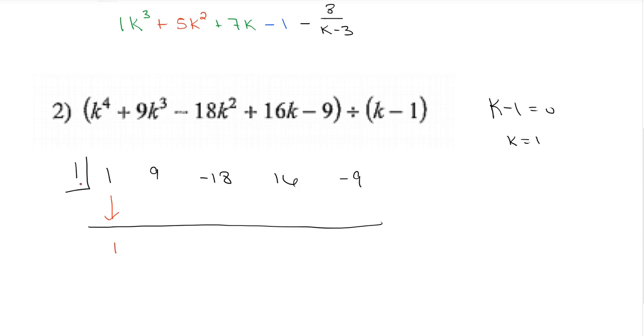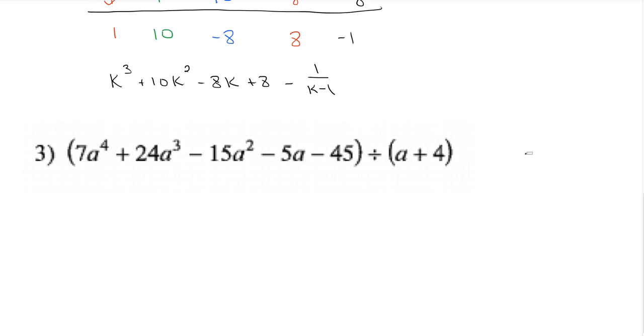So I'm going to multiply 1 times 1, I get 1. 9 plus 1, 10. 1 times 10, 10. Negative 18 plus 10, negative 8. 1 times negative 8, negative 8. 16, negative 8, 8. 1 times 8, 8, negative 9 and 8, negative 1. Okay, so this tells me I have k to the third plus 10k squared minus 8k, right? Just going down and bringing each degree down 1 unit, plus 8, and then remainder of minus 1 over k minus 1.